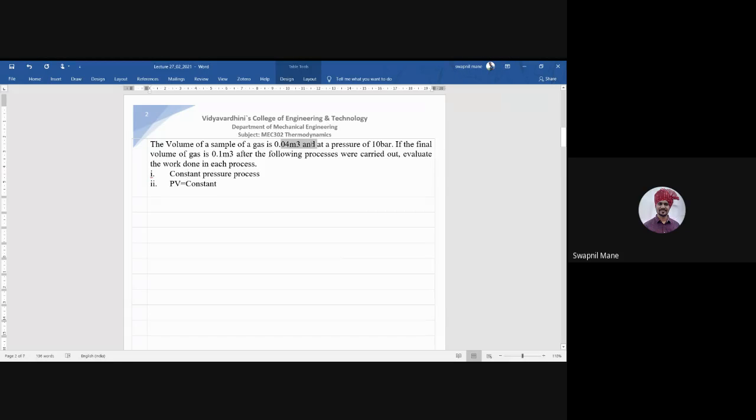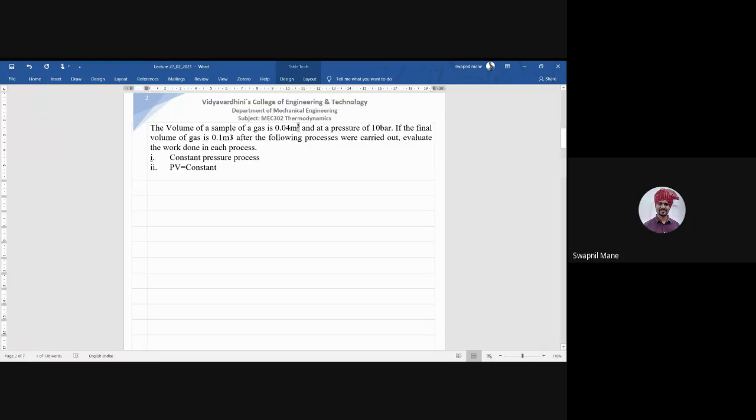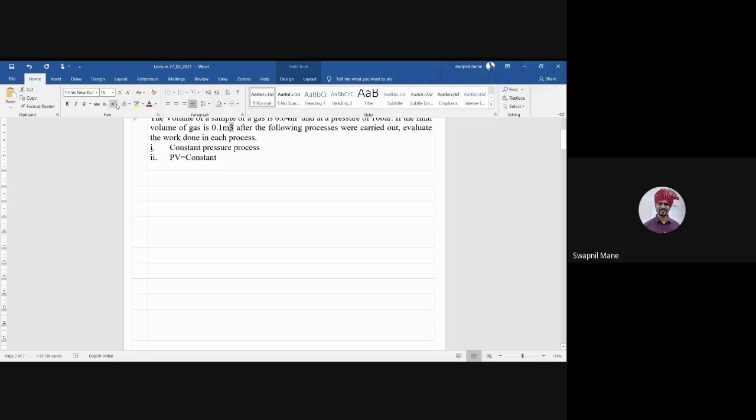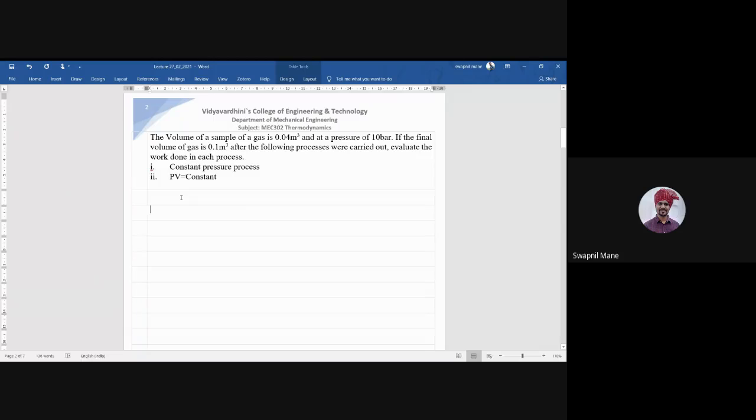Okay. Meter cube. Then what will happen after the following processes were carried out, evaluate the work done. So two conditions are given. Constant pressure process, if it is there, then what will be the work done? And PV is equal to constant means this is which process?